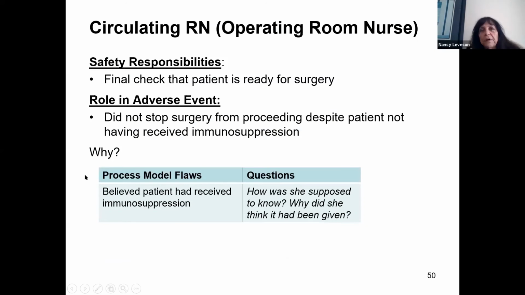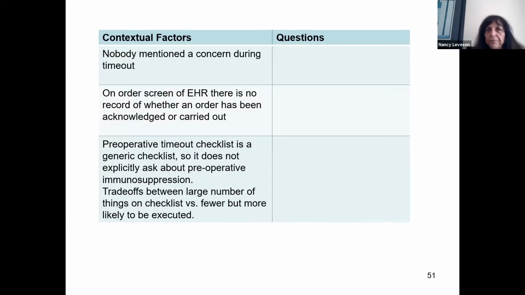The operating room nurse does the final check. It didn't stop the surgery from proceeding despite the patient not having received immunosuppressant. Why? Well, her mental model was wrong. She believed that the patient had received it. How was she supposed to know? Why did she think it had been given? Nobody mentioned a concern during the timeout.